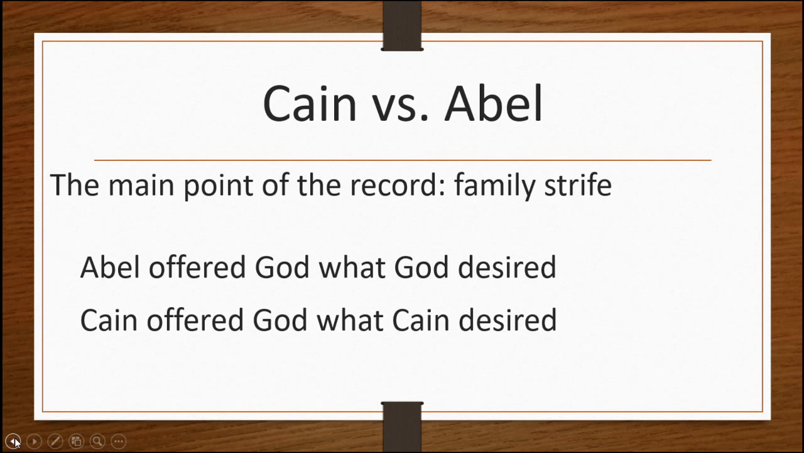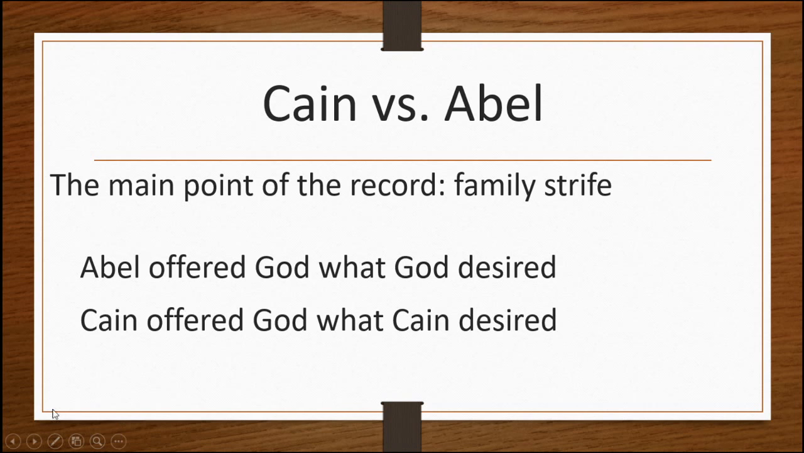This is a Bible 101, Disciple 101 kind of concept. That the big deal in Genesis 4 around a family and around what they bring before God ultimately points to the idea that Abel offered God what God desired, and Cain offered God what Cain desired. And that's an important idea because I think that's one that we see a lot today.